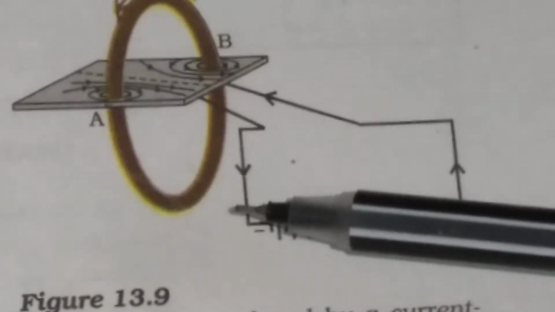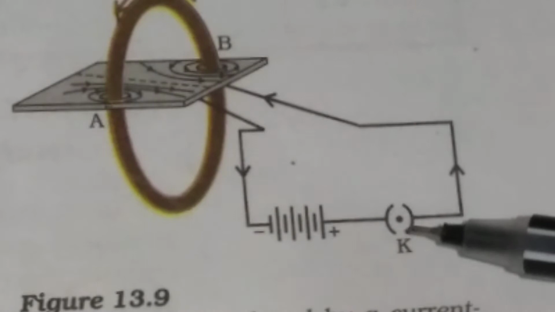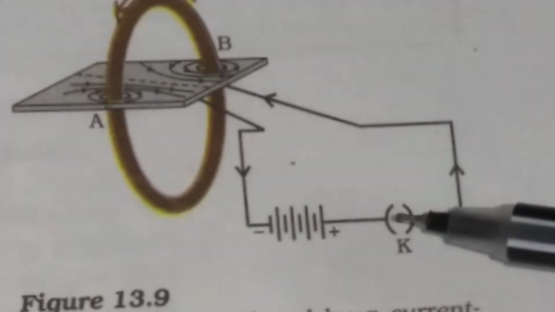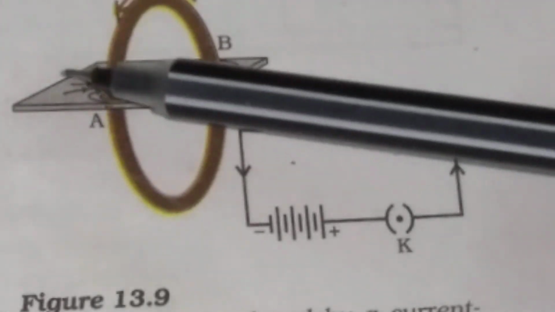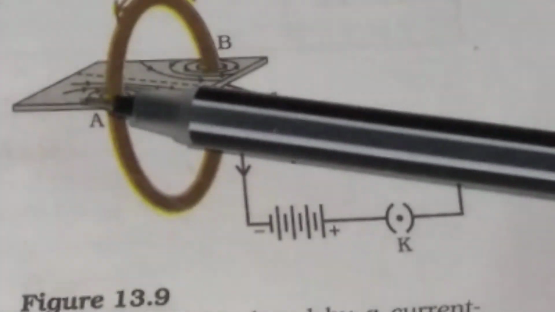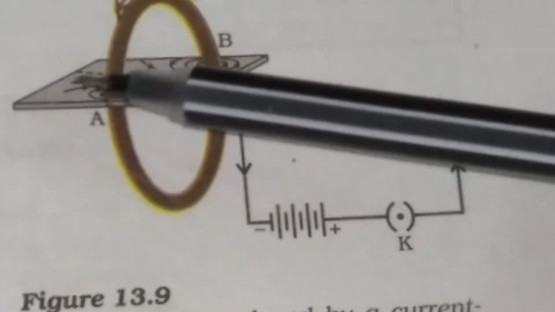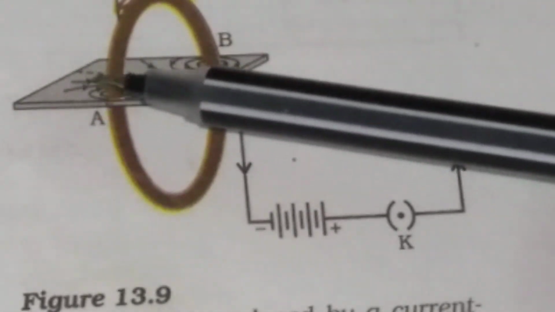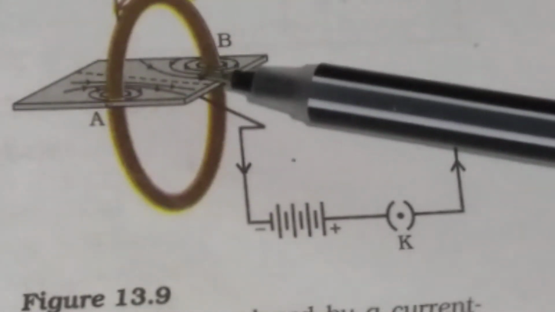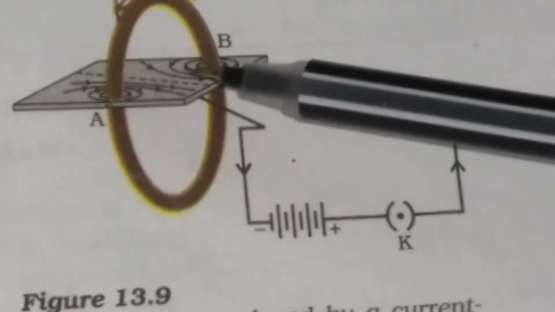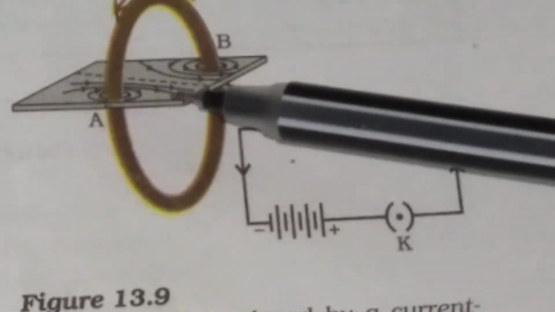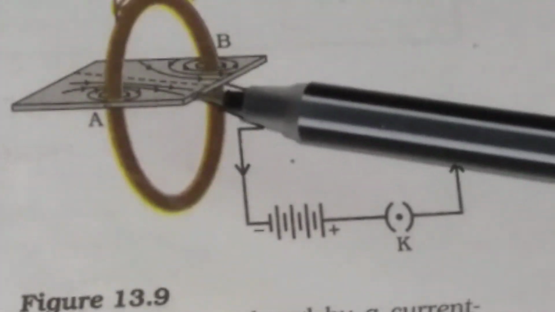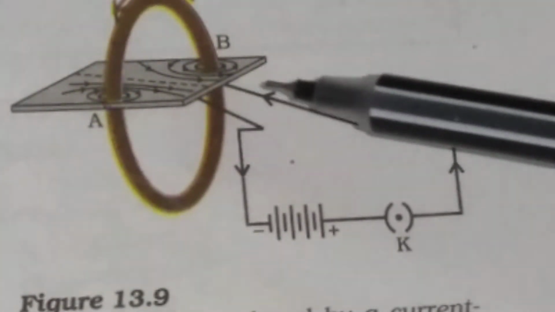First you make the switch off. When the switch is off, what do you do? You uniformly sprinkle some iron filings. You take iron filings in a sprinkler, say a salt sprinkler, and put the iron filings here uniformly.